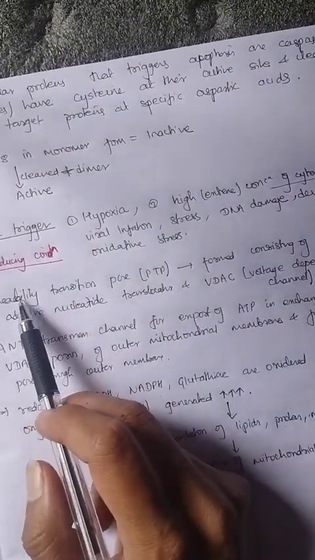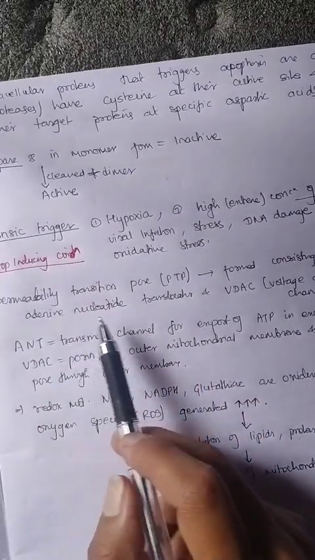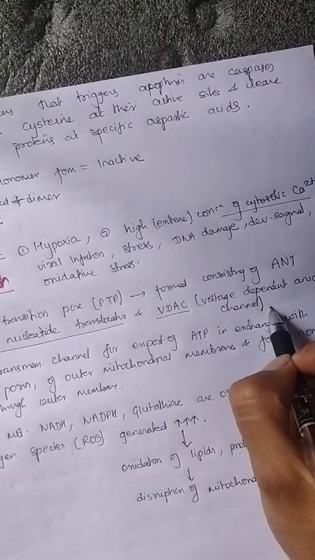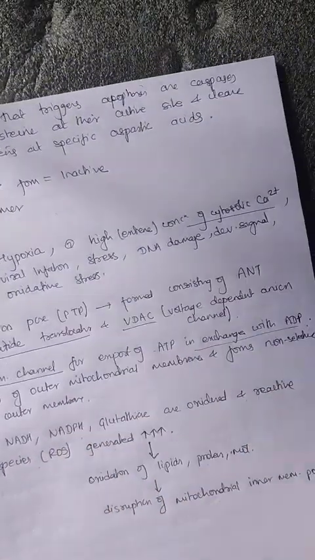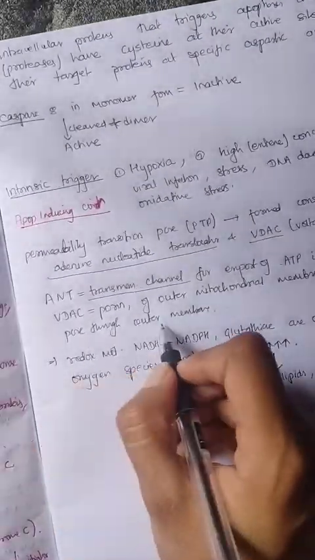After that, the permeability transition pore is formed and consists of ANT and VDAC. ANT is the adenine nucleotide translocator, a transmembrane channel for the export of ATP in exchange for ADP required for the process. VDAC is the voltage-dependent anion channel, a porin of the outer mitochondrial membrane, and it forms a non-selective pore through the outer membrane.